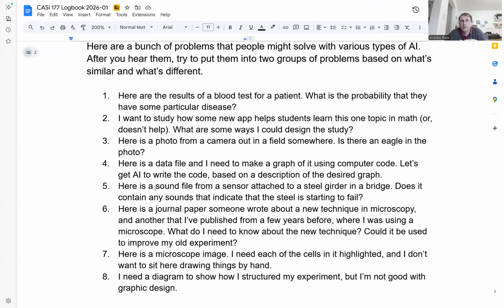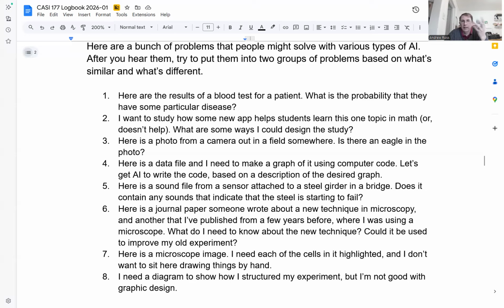The sixth one is if I'm reading a paper that someone wrote about a new technique in microscopy, and I look at some results that I got a few years ago when I was using a microscope, what do I need to know about the new technique that tells me maybe I could now improve my old experiment? Maybe I could ask AI about that.